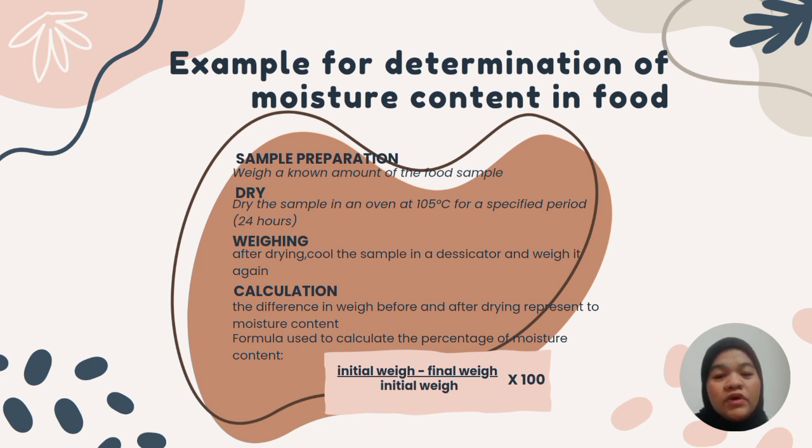So, to calculate the percentage of moisture content, we need to use the formula: initial weight minus final weight, divided by initial weight, multiplied by 100.